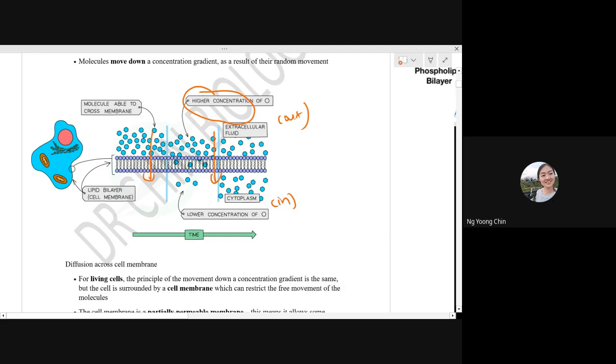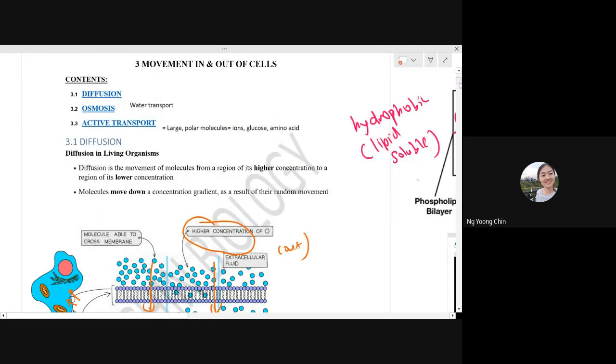So this is how the substance will be transported by simple diffusion through the phosphorus barrier and enter into the cell. For this topic, it's actually very easy. You just need to understand it, not just memorize the definition. The keyword is movement of a molecule from high to low. High to low means it's down the gradient. So this is diffusion, the simple diffusion.